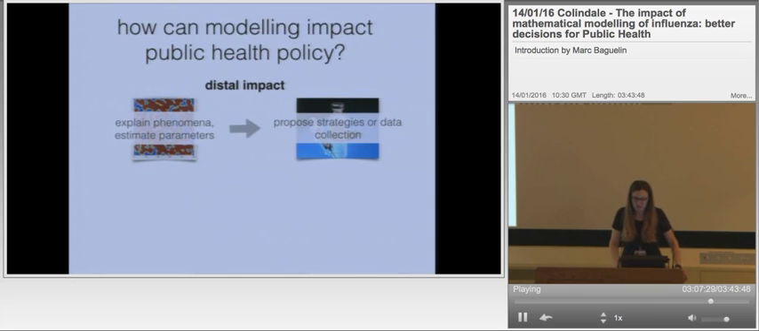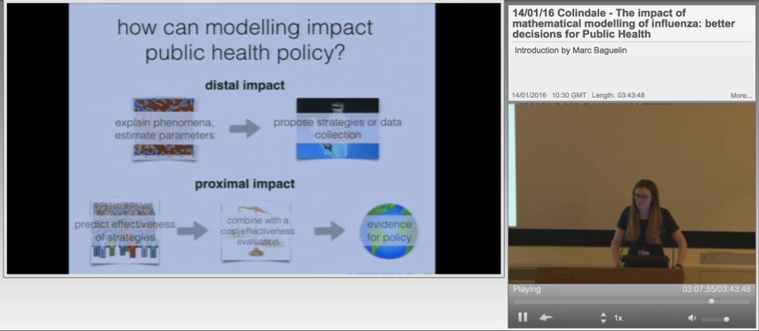So when I'm talking about the distal impact of models on public health policy, I'm really talking about a lot of the kind of mechanistic modelling that's been done that we've heard about today, which are able to explain phenomena and estimate parameters. And these are exceptionally important in order to propose strategies and to motivate more data collection. But few rarely see the light of day in actually the impact on decision making, which is where I'm talking about the proximal impact of modelling, which is perhaps the utility, high on utility, perhaps low in sexiness.